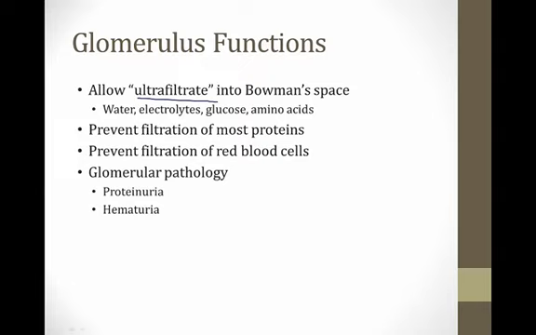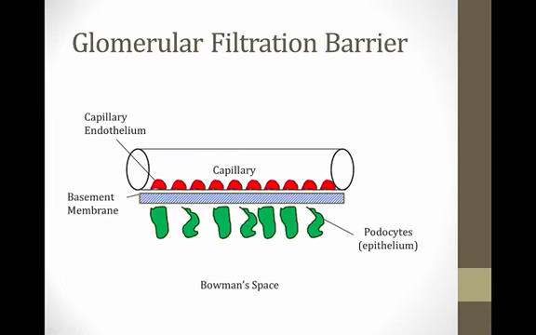So what is ultrafiltrate? That's water, electrolytes, glucose, and amino acids, all the things that the kidney wants to allow into the nephron so that they can then control how much it absorbs or excretes. Importantly though, the glomerulus wants to prevent the filtration of most proteins and prevent the filtration of red blood cells. So when you have a sick glomerulus, you get protein and blood in the urine, and that's called proteinuria and hematuria.